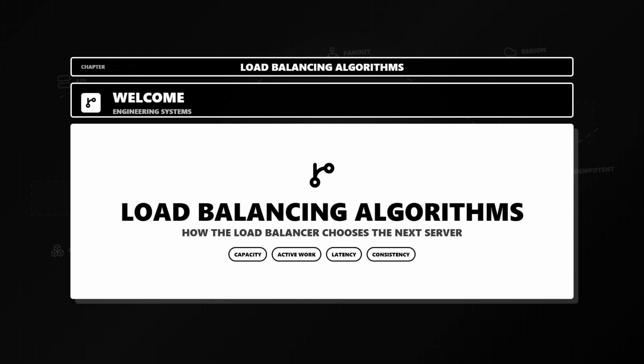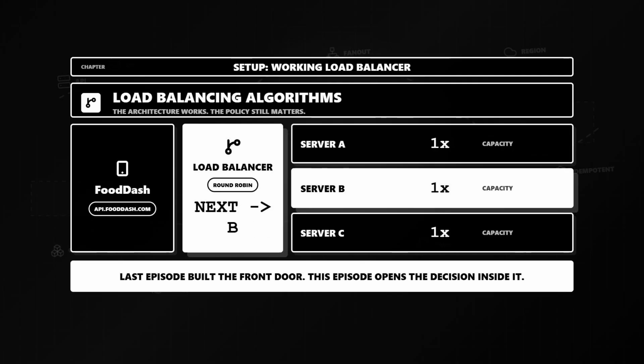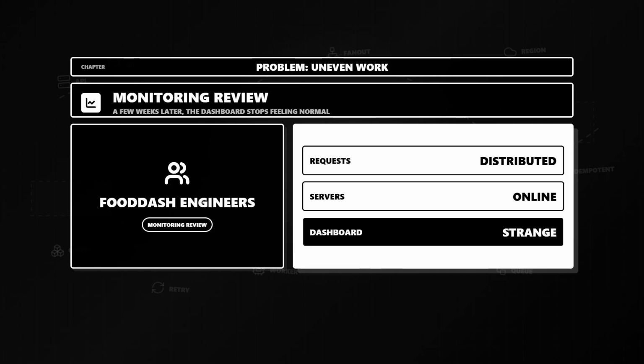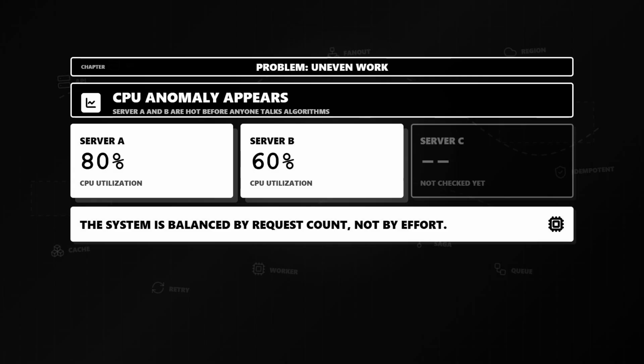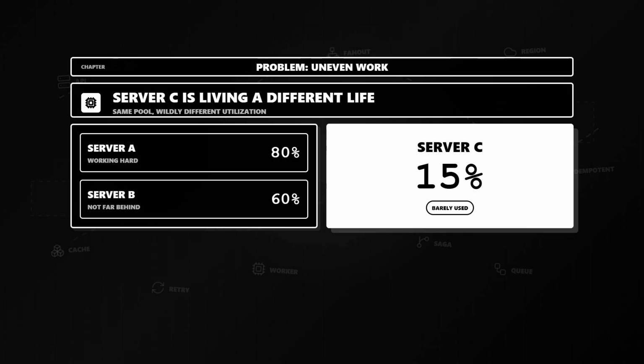In our last episode, FoodDash solved a major scaling problem by placing a load balancer in front of multiple servers. Requests arrived, the load balancer distributed them, and everything seemed to be running perfectly. Or so they thought. A few weeks later, the FoodDash engineering team is reviewing their monitoring dashboards when something strange catches their attention. Server A is running at nearly 80% CPU utilization, and Server B isn't far behind, but Server C seems to be living a completely different life.